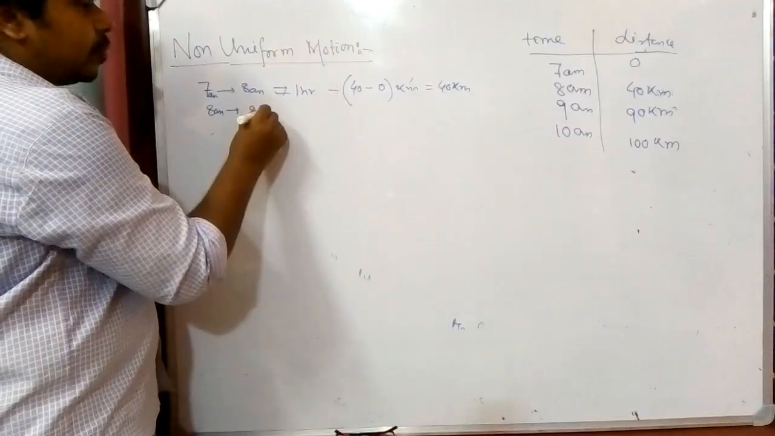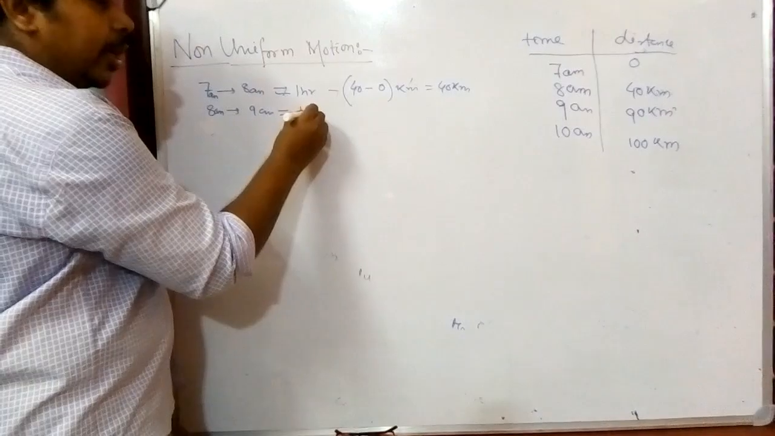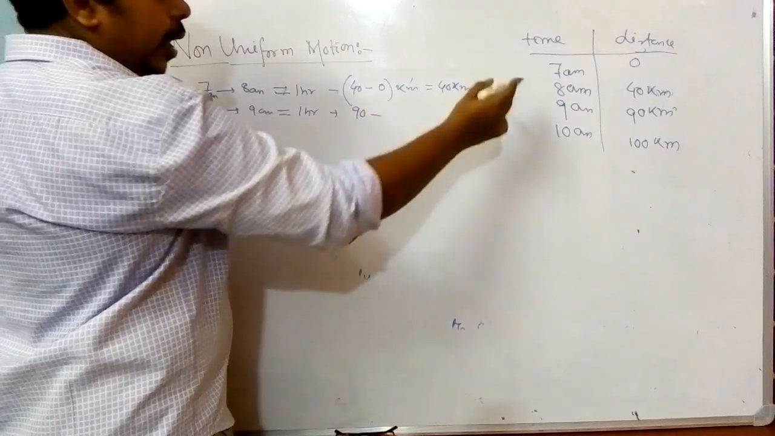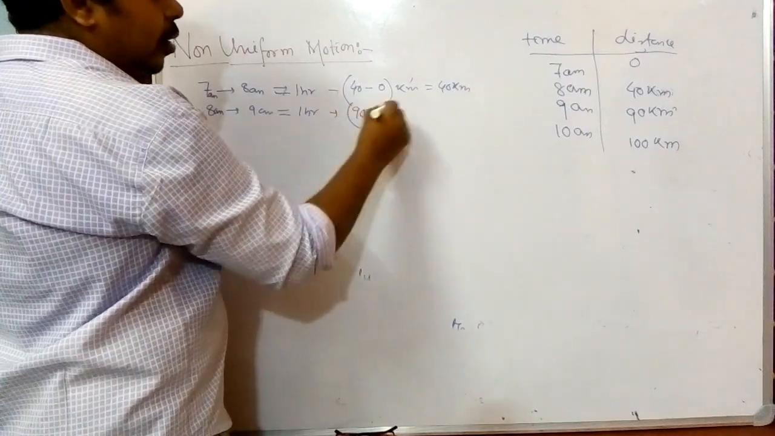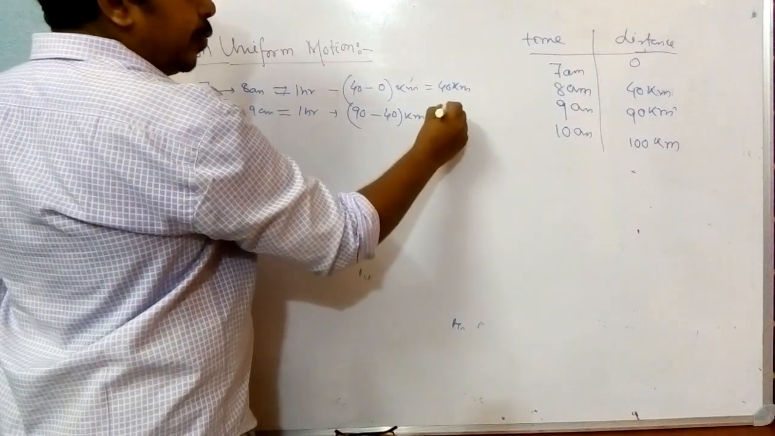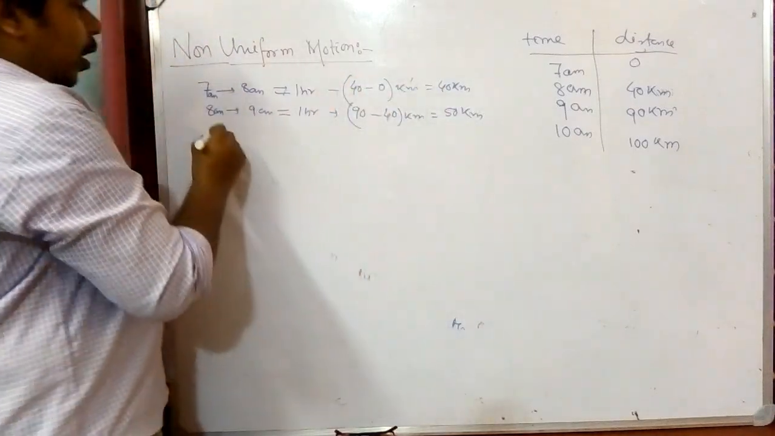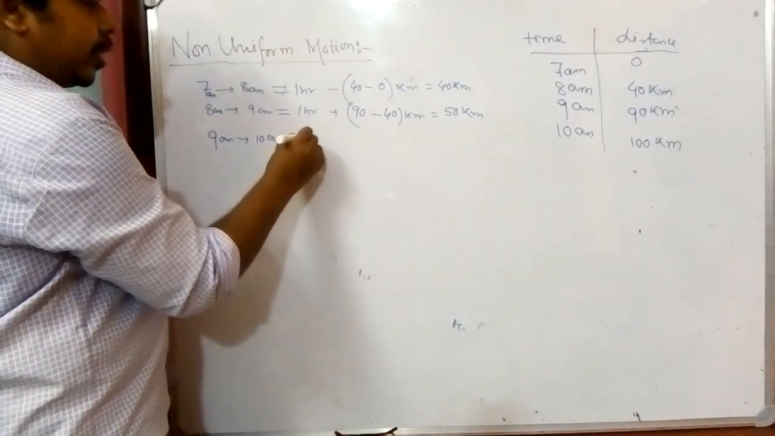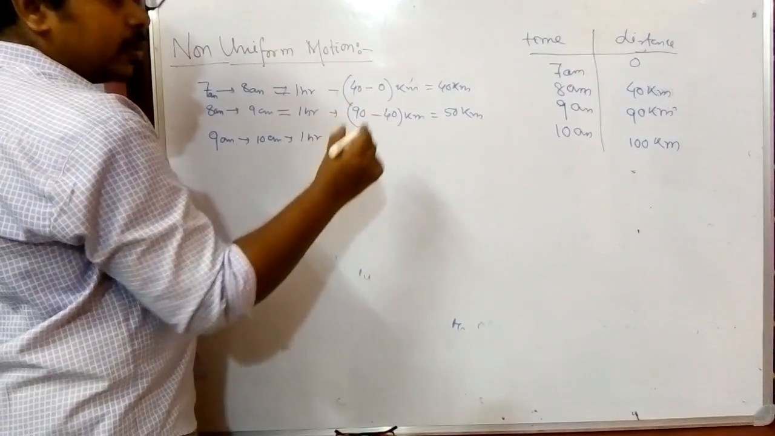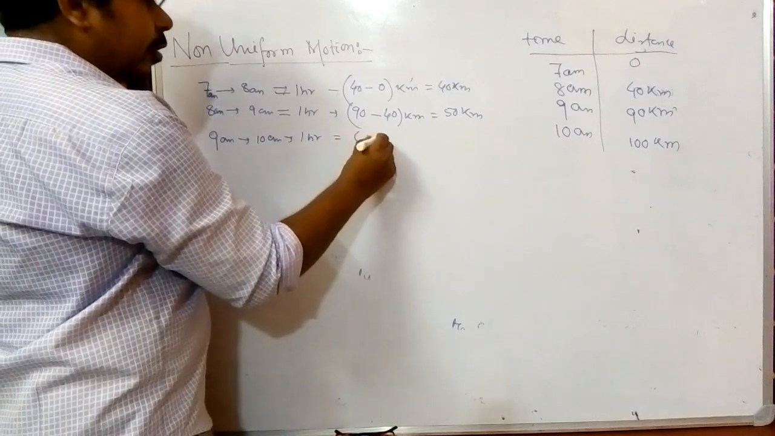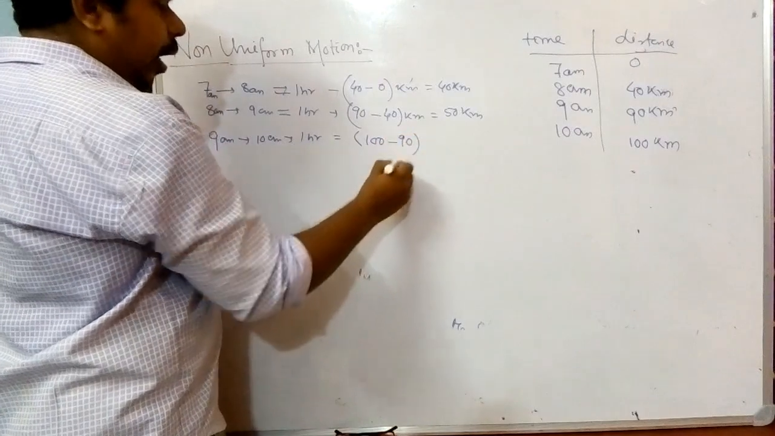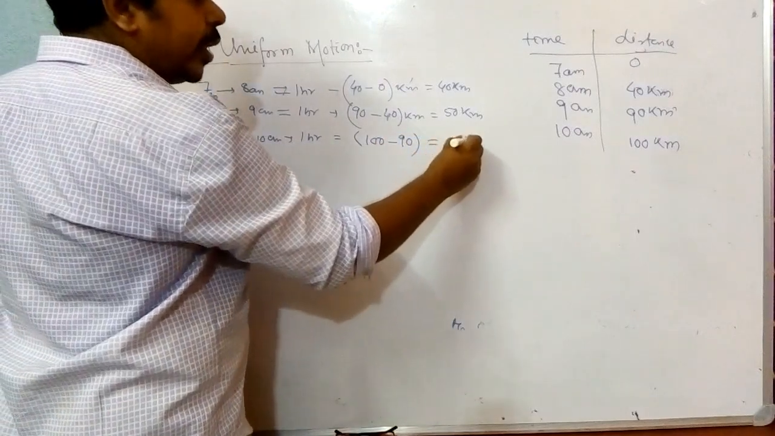Okay. From 8 a.m. to 9 a.m., the time interval is again 1 hour. So how much distance is covered? Sir, at 9 a.m. it is at 90 kilometers, and at 8 a.m. it had already covered 40 kilometers. So it is 50 kilometers, sir. And from 9 a.m. to 10 a.m., that interval is also 1 hour. How much distance does it cover? At 10 a.m. it is at 100 kilometers, and at 9 a.m. it is 90 kilometers. So only 10 kilometers.